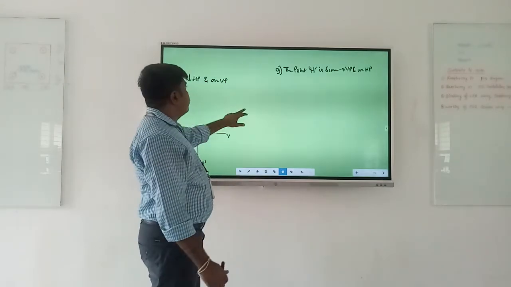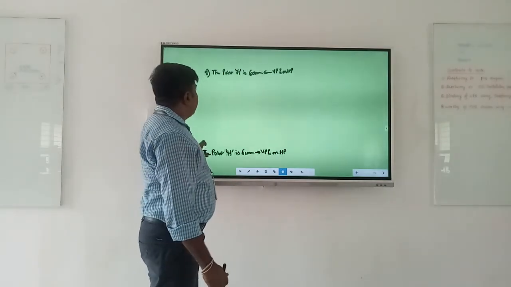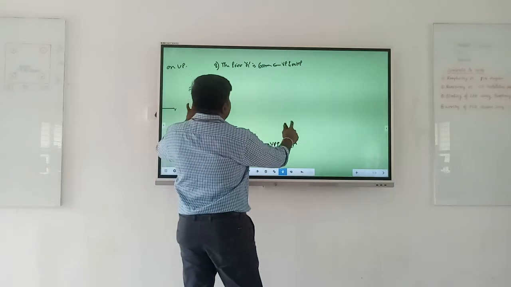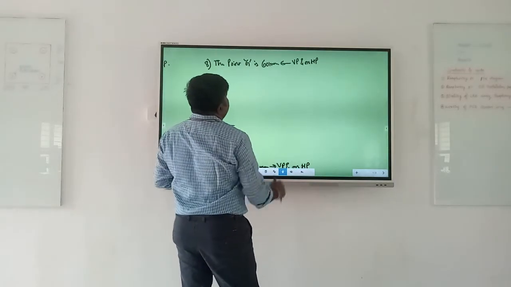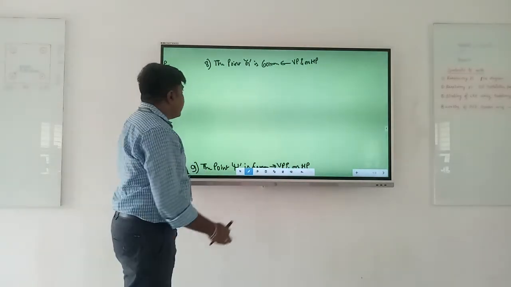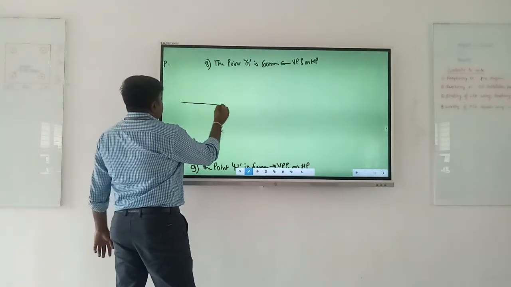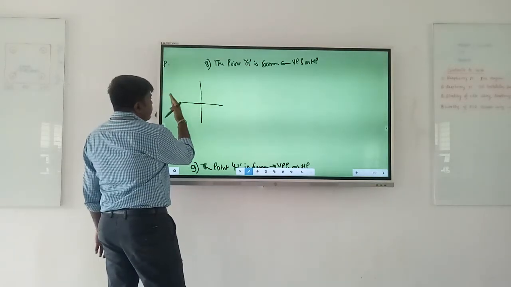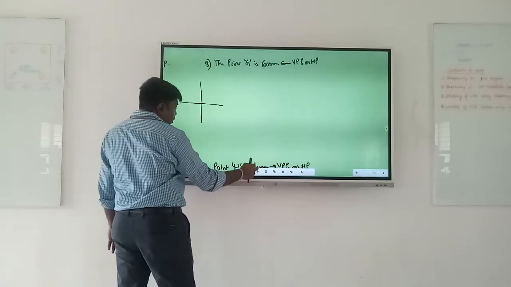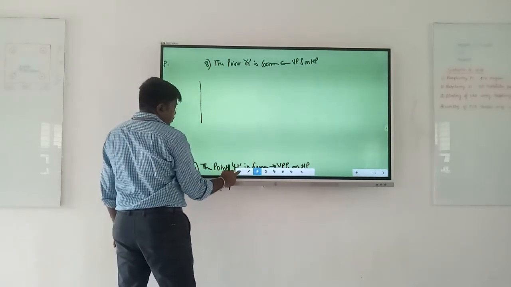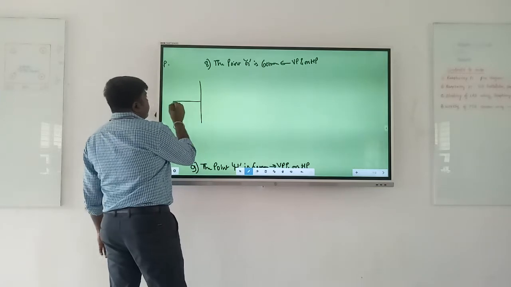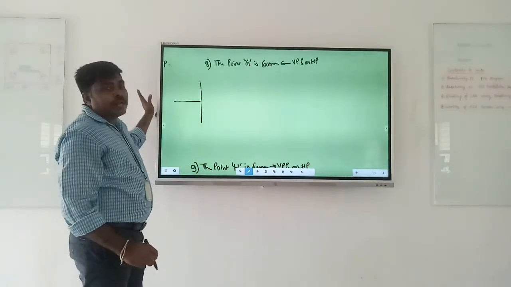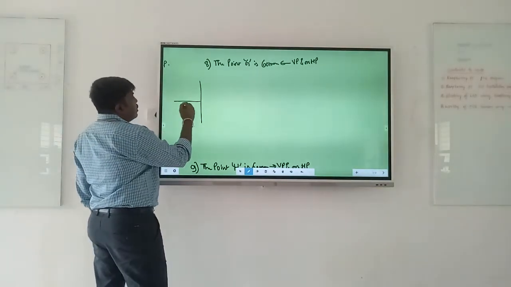Now coming to 8th problem. So here it says the point G is 60 mm behind VP on HP. So behind VP on HP, if I draw 4 quadrants like this, behind VP means behind. Behind means there is nowhere related to in front. So erase in front portion. Everything is behind. So behind, which are all quadrants you will get?